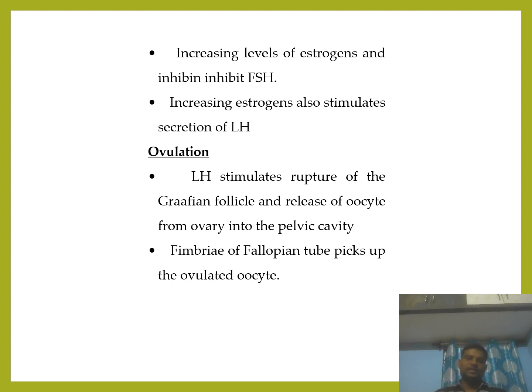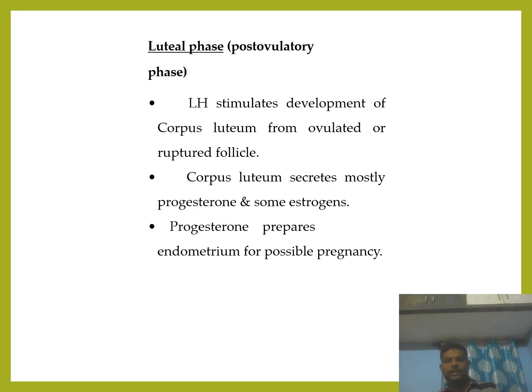The second phase is ovulation. Here the luteinizing hormone stimulates the rupture of the Graafian follicle and releases the oocyte from the ovary into the pelvic cavity. The fimbriae of the fallopian tube pick up the ovulated oocyte.